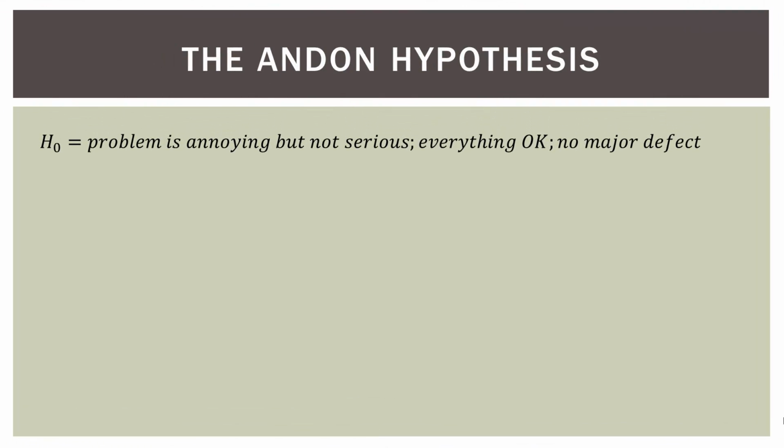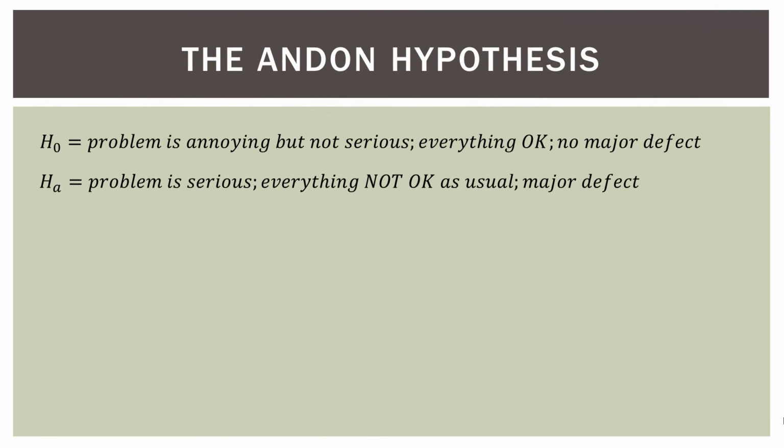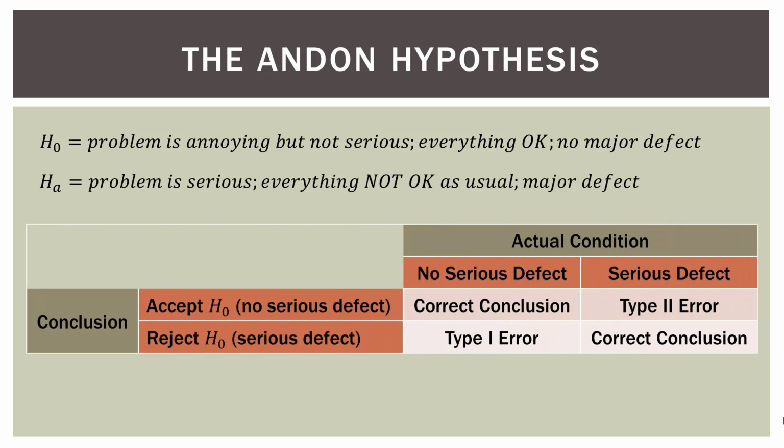Now we can set this up as a couple of hypotheses like we did the last time. So our null hypothesis is that the problem is annoying but not serious. Everything is okay. No major defect. So the normal running of the production line. Our alternative hypothesis is that the problem is serious. Everything is not okay as usual. There is a major defect. So we can set up our table just like this.